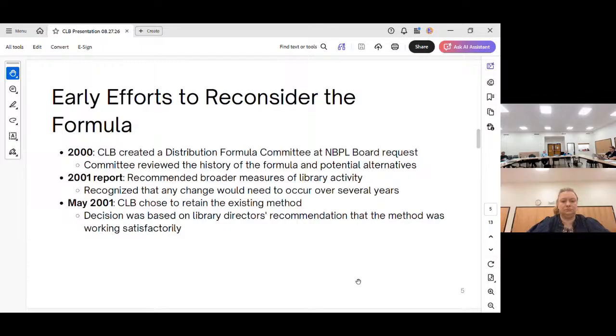Ultimately, in May of 2001, the Coos Library Board decided by consensus to leave the existing percentages in place, based on the recommendation of the library directors. It was working satisfactorily at that time.